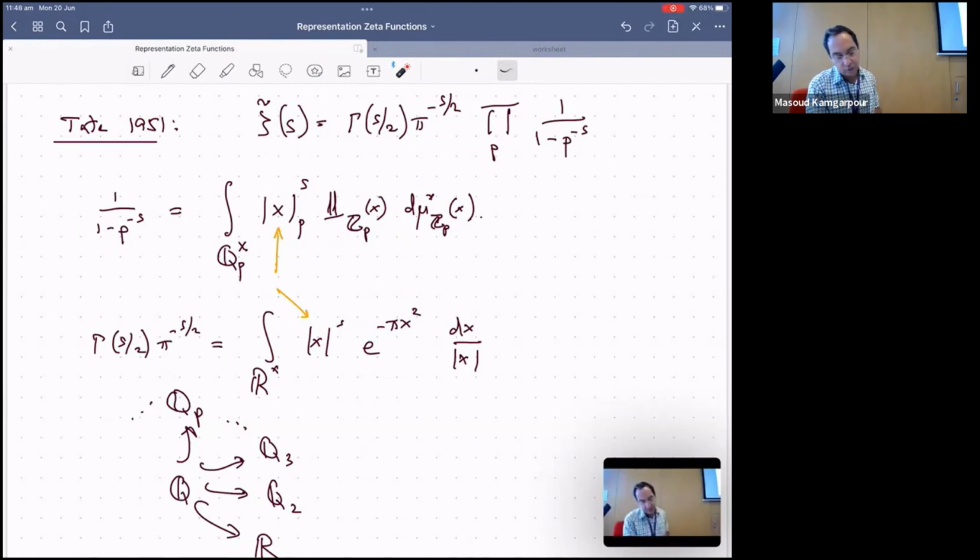Now, as I said, we don't have such a rich structure, but we can still have interpretation. We will still have Euler product decomposition. That's one of the things we're going to talk about in representation zeta functions. We can still write down the local factors as p-adic integrals. They will not be as nice as this integral.